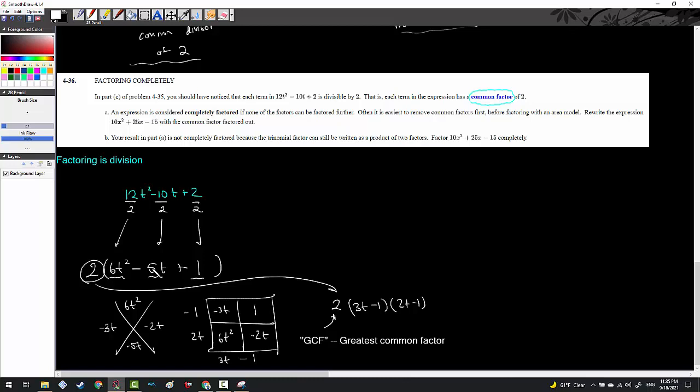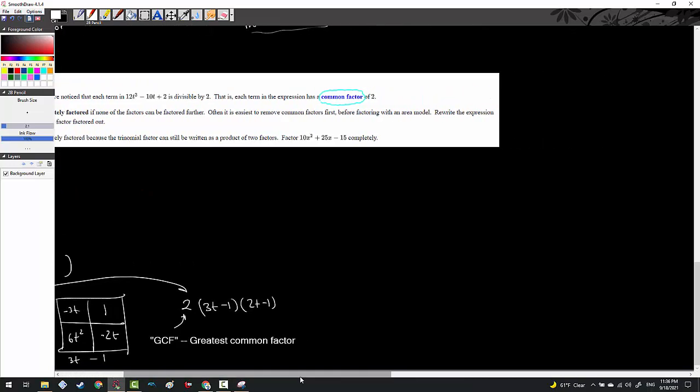So I always recommend pull that GCF out first. You always want to be on the lookout for that GCF every single time. If you can pull the GCF out, you want to pull that out as soon as possible. That way you can factor something that has smaller values. Let's go ahead and take a look at B here.